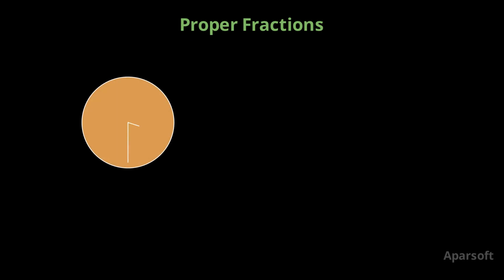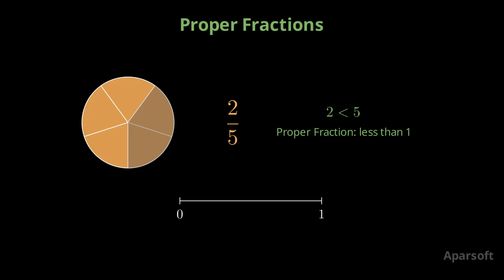Now let us meet the first type of fraction. A proper fraction has a numerator that is smaller than its denominator. Here is a pizza cut into 5 equal slices, and we take 2 of them. We write this as 2/5. Since 2 is less than 5, you have less than the whole pizza. On the number line, 2/5 sits between 0 and 1. Proper fractions always represent less than 1 whole.